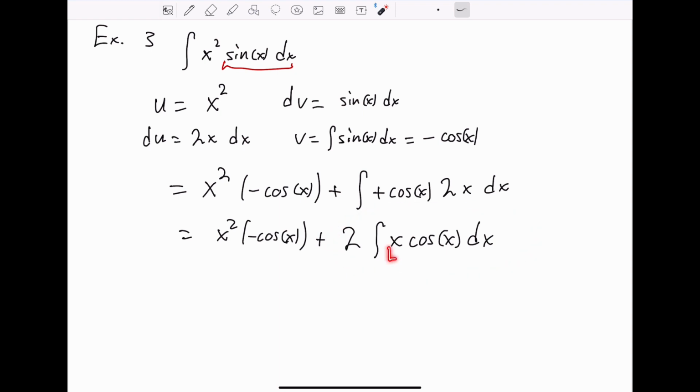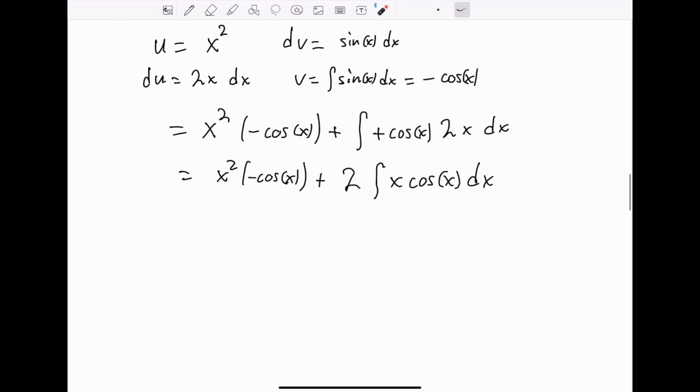Now, this integral, this looks like another integration by parts problem. And in fact, it is. So for this particular example, we are applying integration by parts twice. Let's try that for this second integral here. I'm going to use u and v once again, even though they're different values for u and v. Let's choose u to be x. That's the algebraic function. dv is everything left, cosine of x dx.